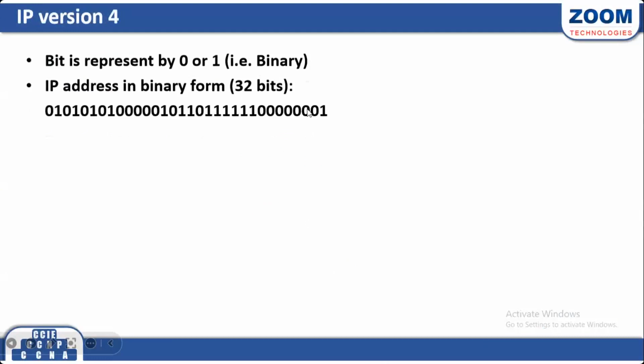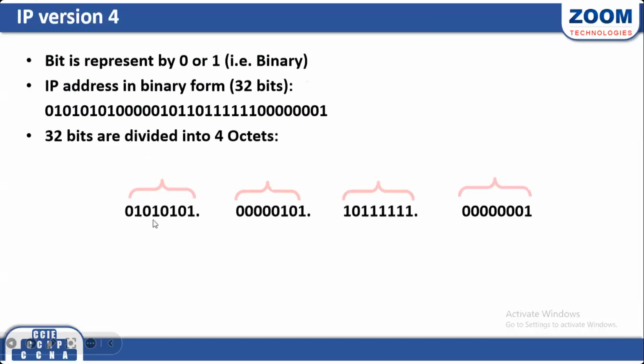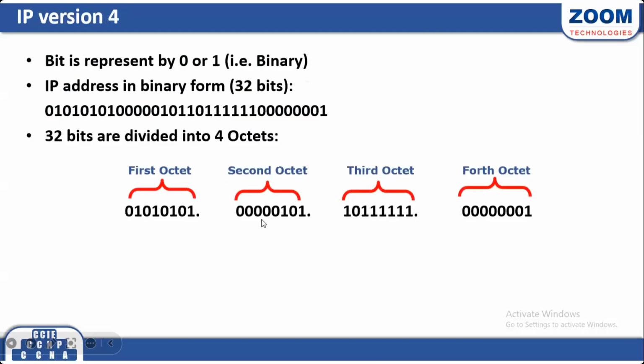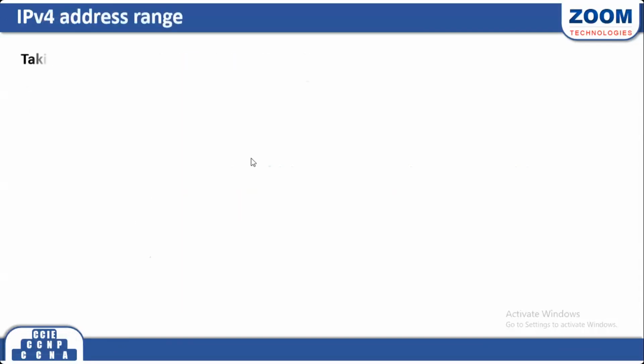Suppose we have this total 32 bits, which are divided into 4 octets, and each octet is separated by a dot symbol. But this is for computer understanding, 0 and 1 language, binary. For human understanding, by using this power table, we can convert each octet into decimal. So for the first octet, you will get 85, then 5, 191, and 1. So this will be the decimal form of this IP address. And we assign this decimal value to the device, and the device will convert it into binary. So that's why we have this range.